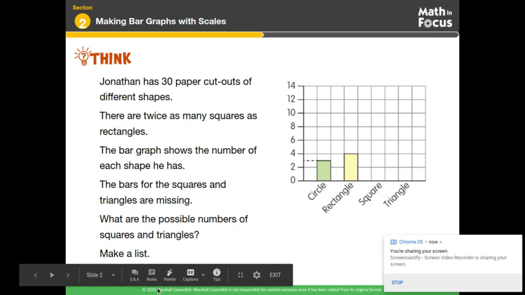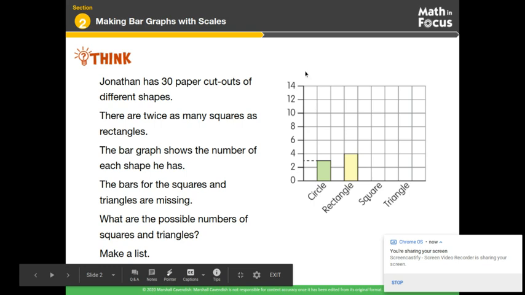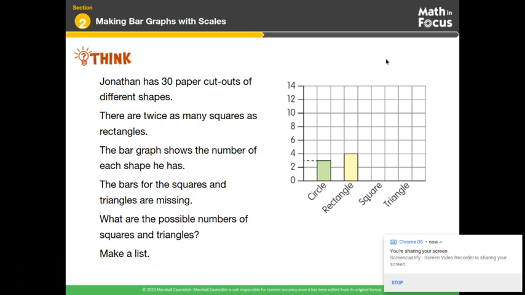Think about this. Jonathan has 30 paper cutouts of different shapes. There are twice as many squares as rectangles. The bar graph shows the number of each shape he has. The bars for the squares and triangles are missing. What are the possible numbers of squares and triangles? Make a list.